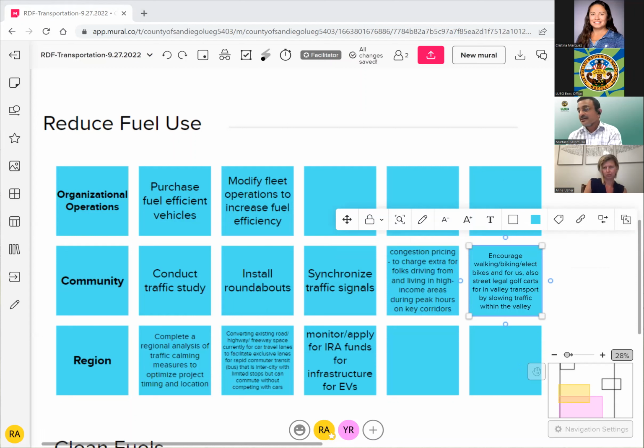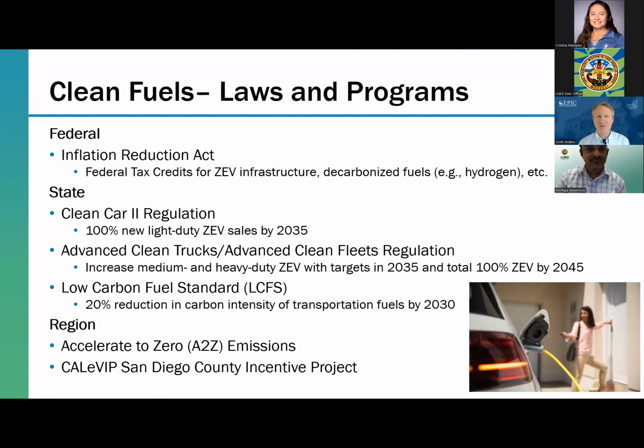Okay, thanks again, Murtaza. So the final topic here is clean fuels. I know this is a popular one. We've been talking about it already in both other areas. So again, some high-level background. It's already been mentioned, but the Inflation Reduction Act has funding for electric vehicles, among other fuel sources. California has a series of aggressive regulations now seeking 100% of new light-duty vehicle sales to be zero-emission vehicles by 2035. Also initiatives around trucks and fleets. There is a Low Carbon Fuel Standard, which seeks to reduce the carbon intensity of transportation fuels.